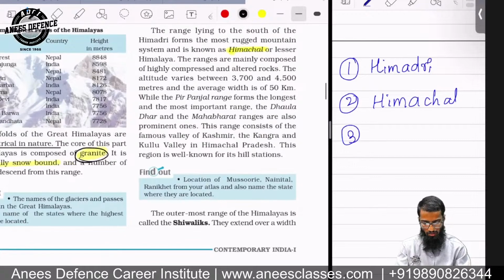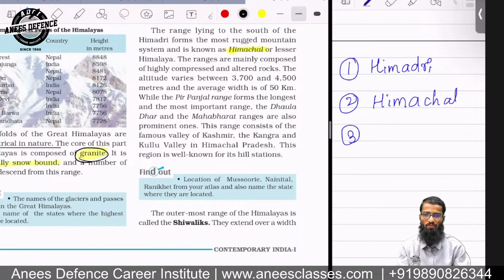Right. So the range is mainly composed of highly compressed altered rocks. The altitude varies from 3,400 to 4,500 and average width is 50 kilometers. While the Pir Panjal range forms the longest and the most important range, Dhauladhar and the Mahabharat range also are prominent ones. So we are talking about Himachal. In Himachal we have Pir Panjal and Mahabharat.